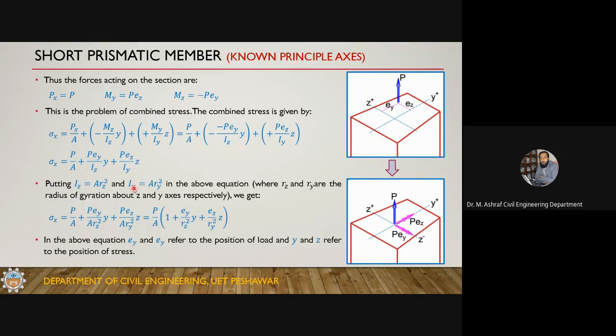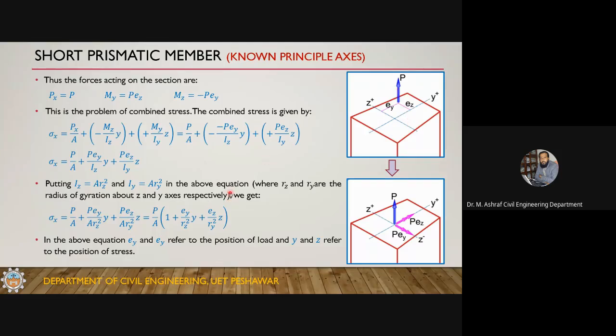In this formula, remember one thing: Ey and Ez refer to the position of the load, because they are eccentricities. They define the position of the load. And Y and Z define the position of stress, where you want to calculate the stress. The load may be placed here, but you may need to calculate stresses at this location, this location, this location, this location.